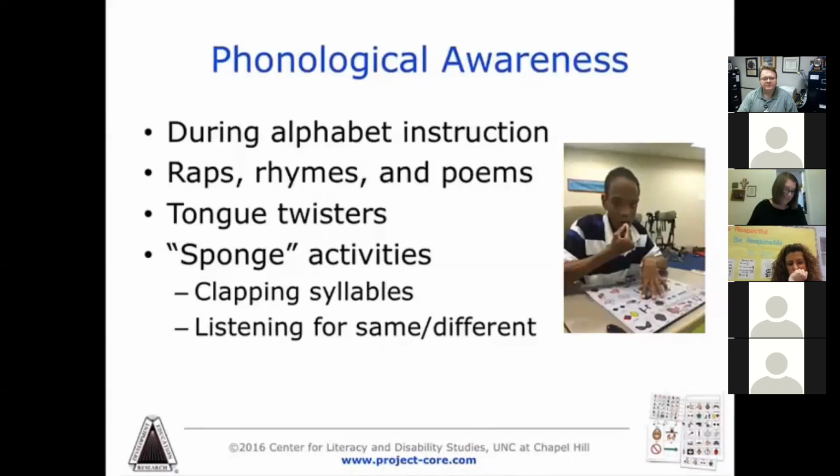For example, an adult might clap out the syllables in a student's name while calling them to join an activity. Adults might also get students to listen to words and decide if they are the same or different, or listen to the beginning or ending of words to decide if they are same or different.